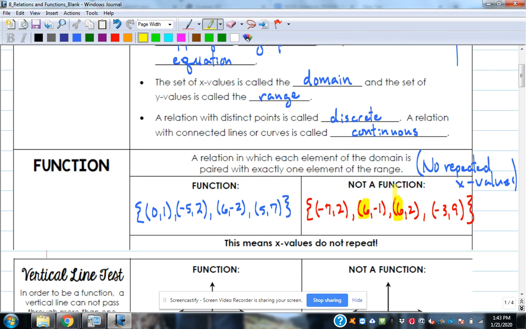There is a repetition of an x value. Notice that that one also has repeated y values, but that doesn't affect whether or not it's a function. So x's cannot be repeated.